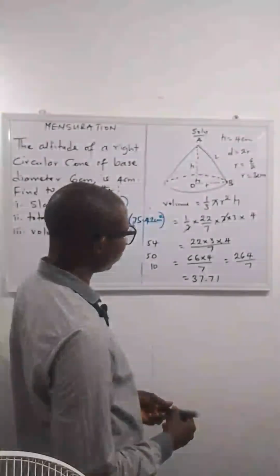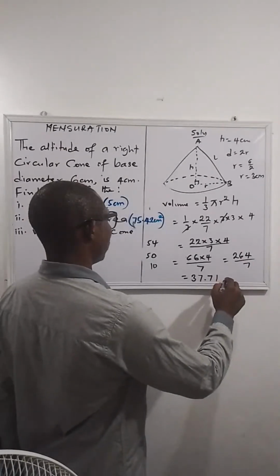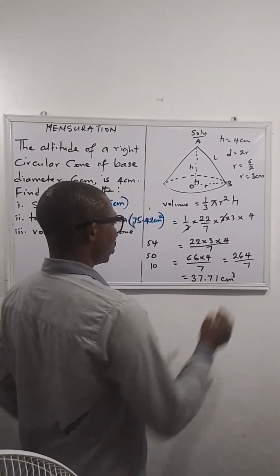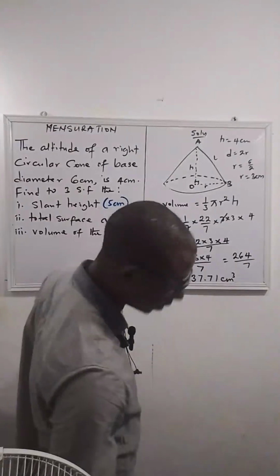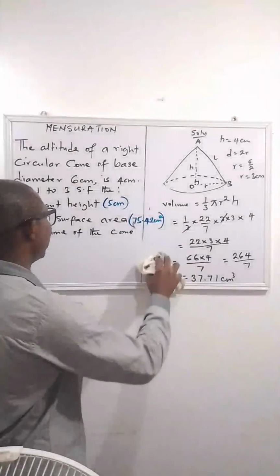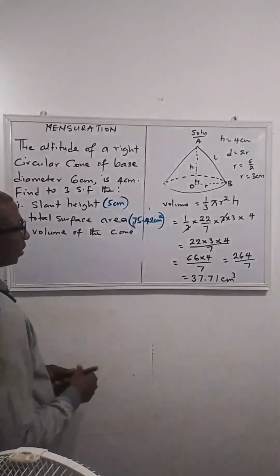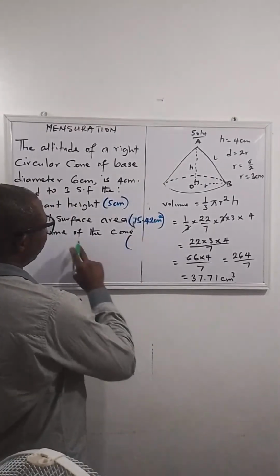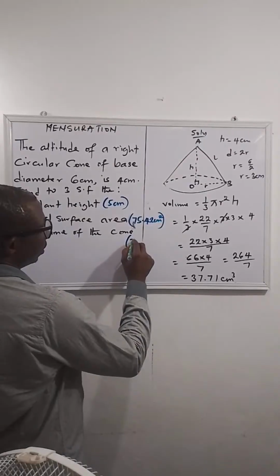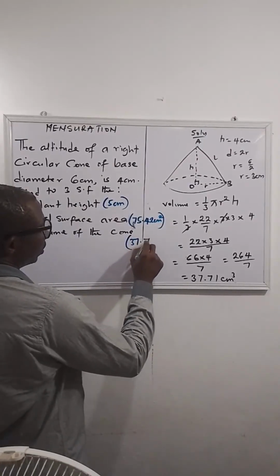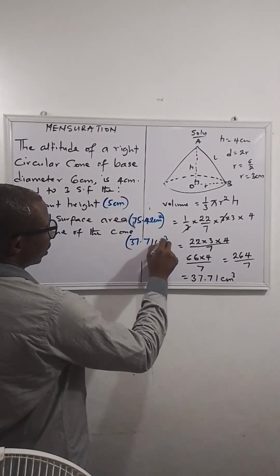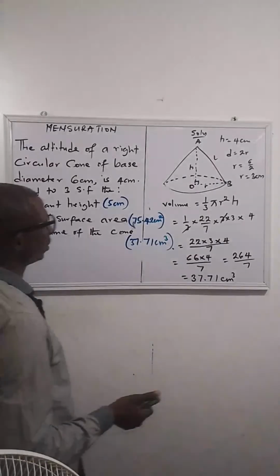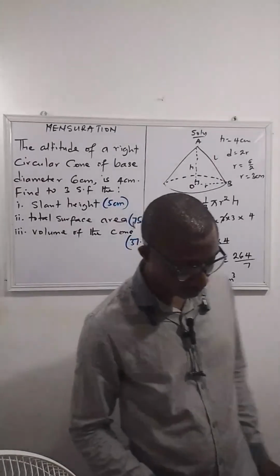But you have to express your answer correct to 3 SF. So your answer should be in 3 SF. So that means the answer to this now is what? The volume is 37.71 centimeter cube. So this is the answer to the third part of the question.